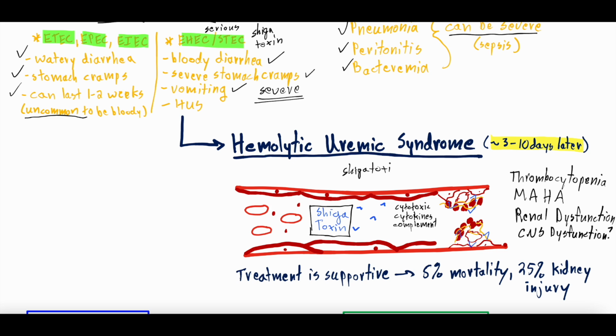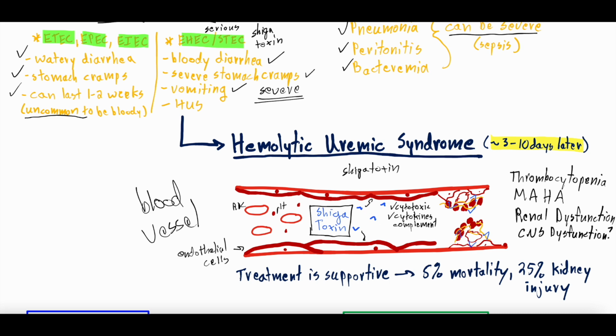And what happens, this is a blood vessel right here, right? So we have blood vessels all throughout our body. These are red blood cells. These are platelets. These are endothelial cells. Endothelial cells line our blood vessels. And when Shiga toxin gets into the blood, it starts to affect the endothelial cells, and it starts to cause damage, both direct cytotoxic damage, that Shiga toxin destroys those endothelial cells.